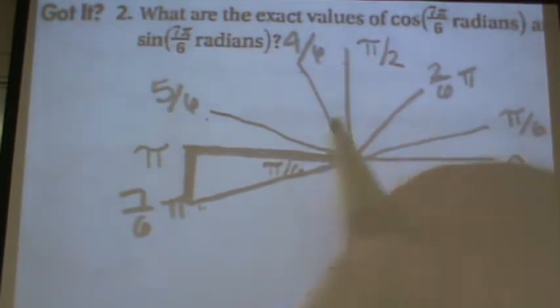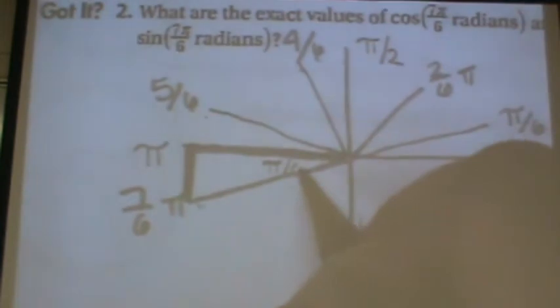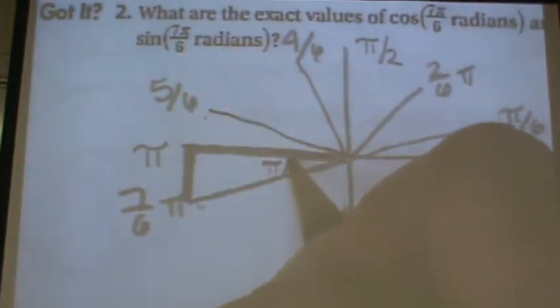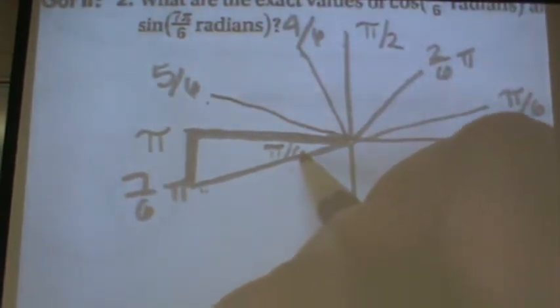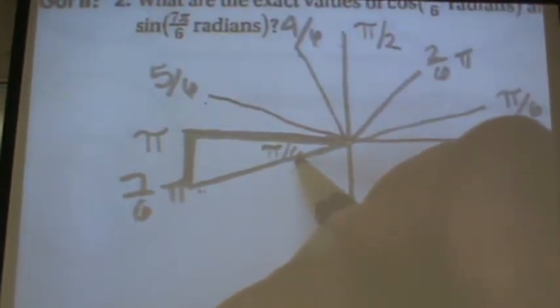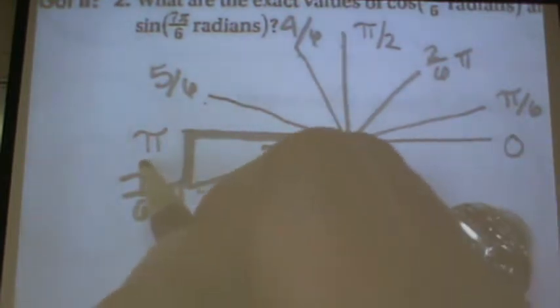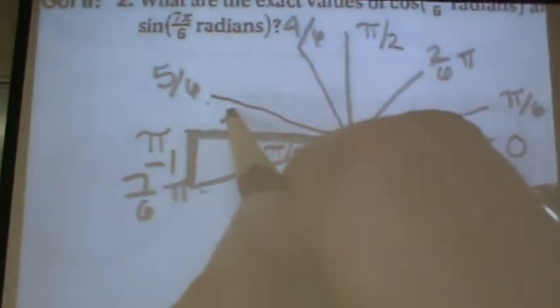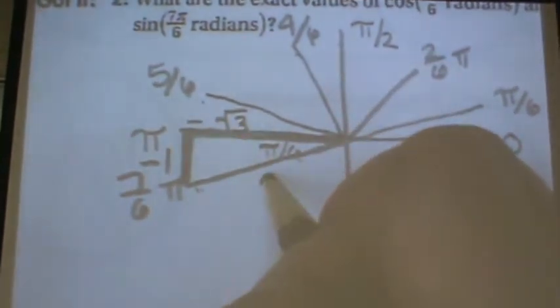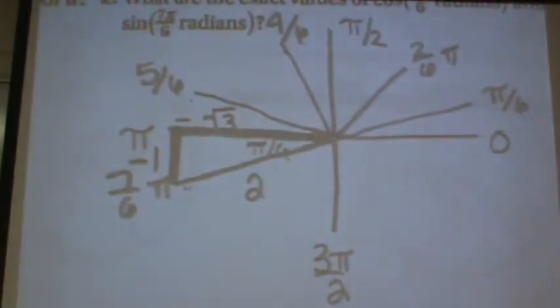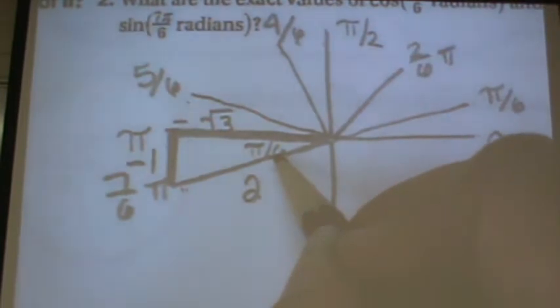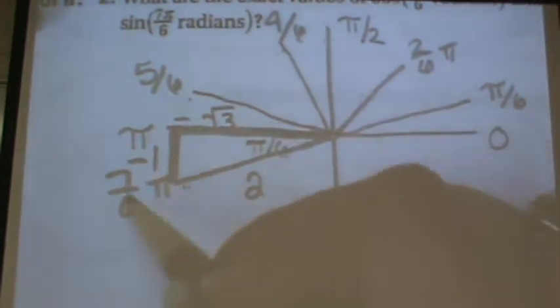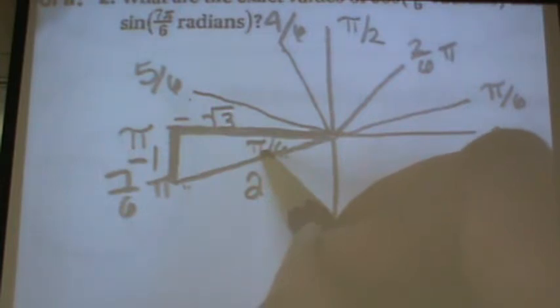Pi over 6, people, we said is a 30-degree angle. Pi over 6 is a 30-degree angle. We did these yesterday. 30 degrees is pi over 6. So if this is pi over 6, this is gonna be 1, this is gonna be √3, and this is gonna be 2. The only difference is we talked about degrees yesterday, now you're in radians. So you've gotta know that if it's 7/6, this is gonna be pi over 6.